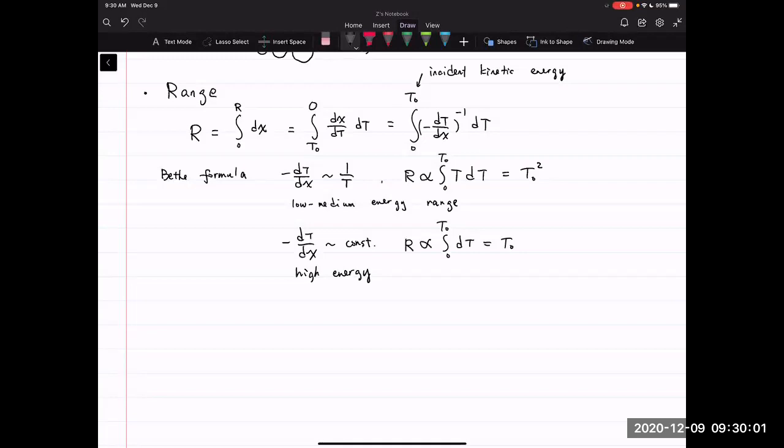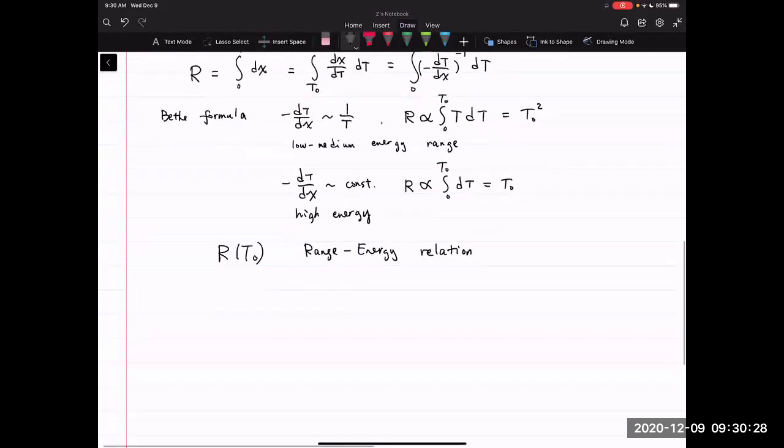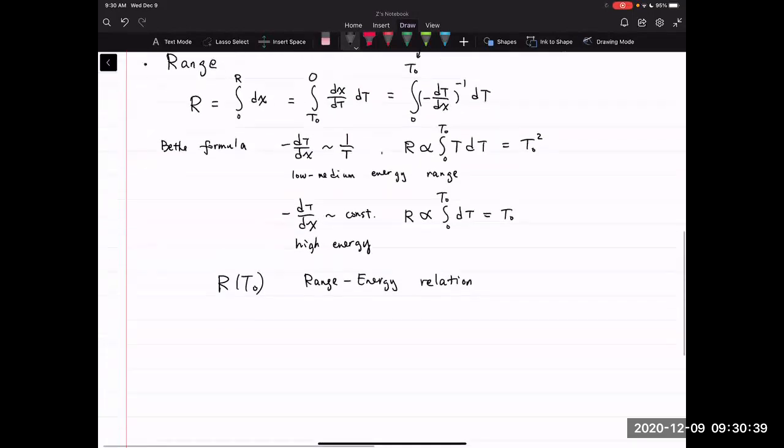So in reality, this R as a function of T naught is somewhere between T naught and T naught squared. Okay, and you can measure that. And this is the important quantity. We call it the range energy relation. It describes, for a charged particle with initial kinetic energy T naught, how deep the charged particle can get inside the material.